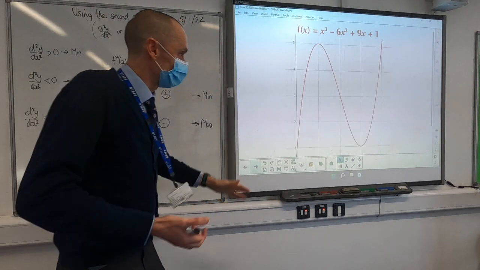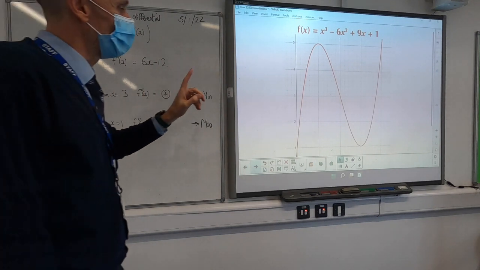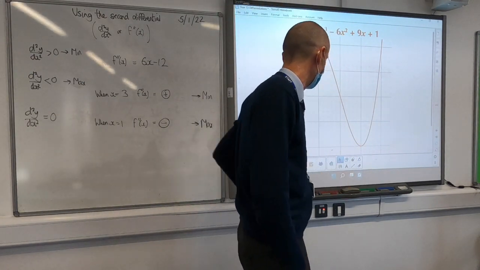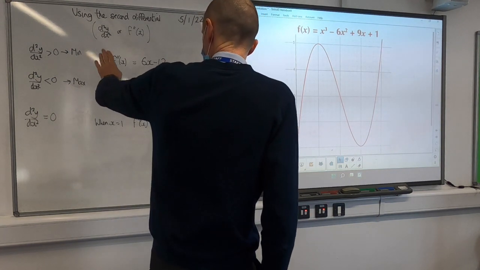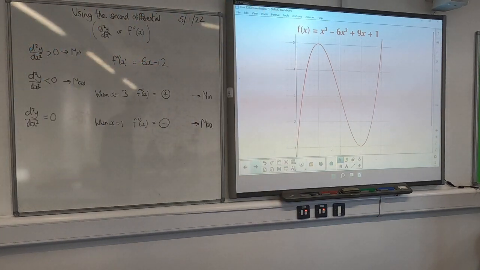And that's what the curve looks like. And so we've used the second differential to confirm that this point here, 1, 5, was in fact a maximum, and this point here, which is 3, 1, was in fact a minimum.